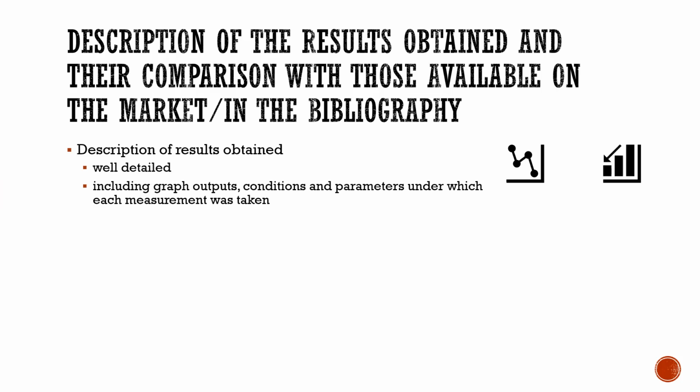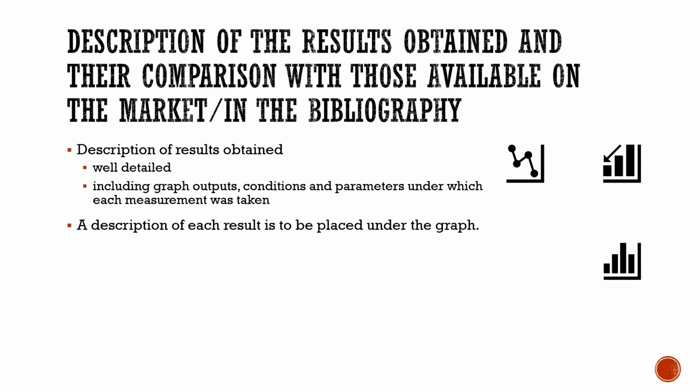And once I give a chart, under the chart, I have to label it. I have to give the conditions of the measurement and describe the output. Of course, the axes should be well labeled and everything should be very clear. A description of each result has to be in a separate paragraph and placed under the graph.